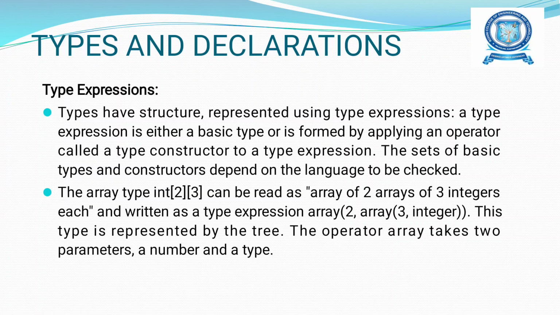So consider the array of integer with 2 cross 3. Here the number of elements is 6. It is an array of 2 arrays of 3 integers each, and it returns as the type expression array(2, array(3, integer)). This type representation is done by a tree. The operator array takes 2 parameters, the number and the type.